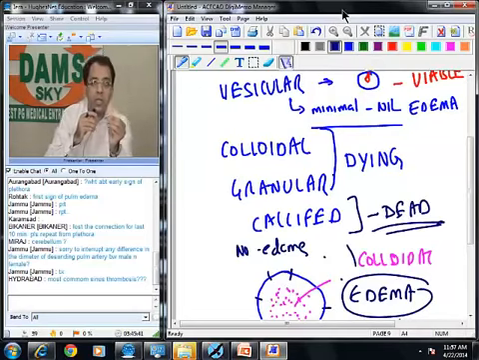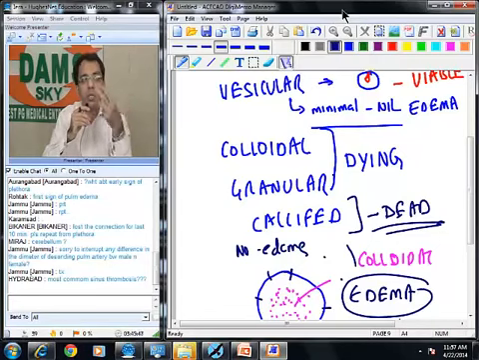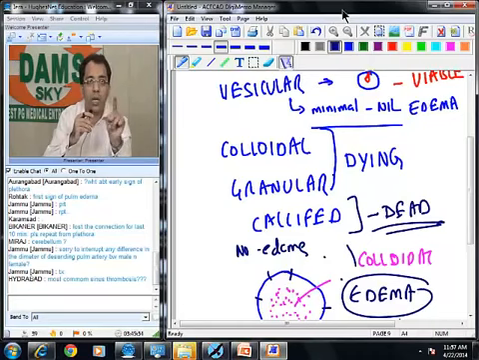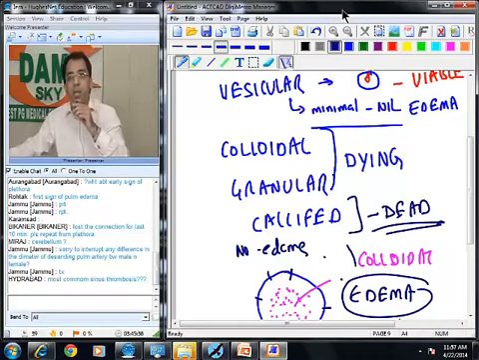Colloidal and granular are dying stages. In these the patient is symptomatic. There is extensive inflammatory edema in the surrounding brain. Vesicular stage is the cyst with a scolex stage. Cyst with a scolex. Scolex, you know, S-C-O-L-E-X, scolex.